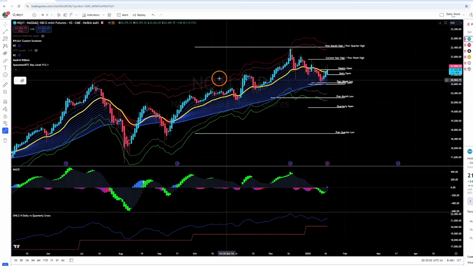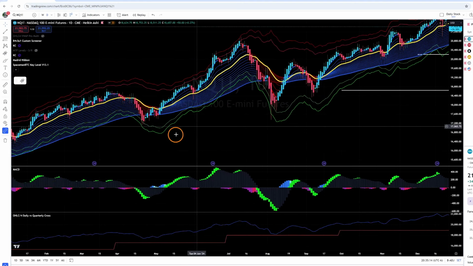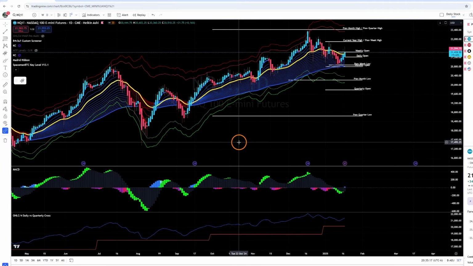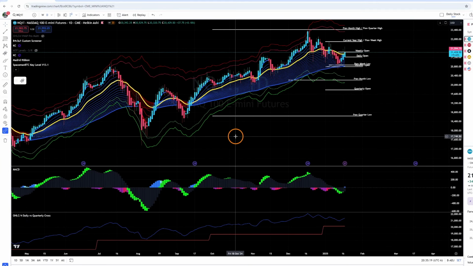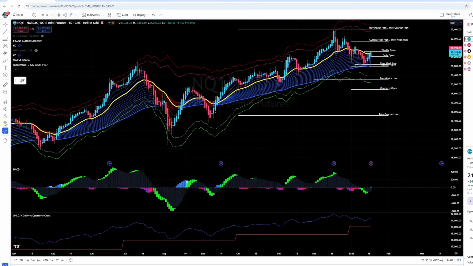So, final thoughts on this is this works with any future or stock. It's not going to be as clean as the NQ is on this. I've tailored these specifically for NQ. You're going to have to do some modifications.